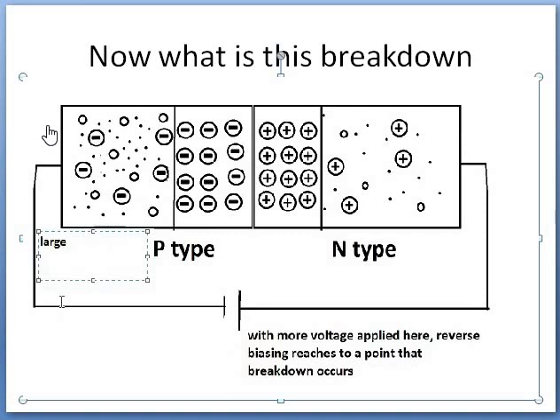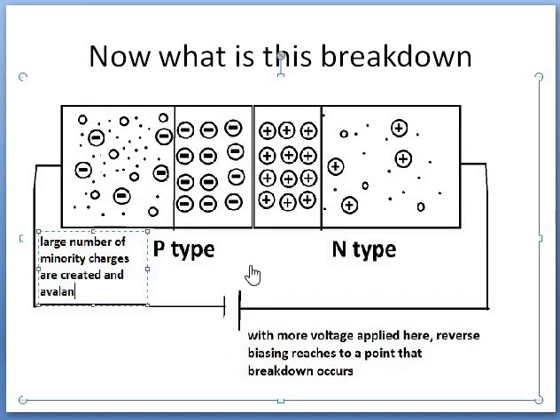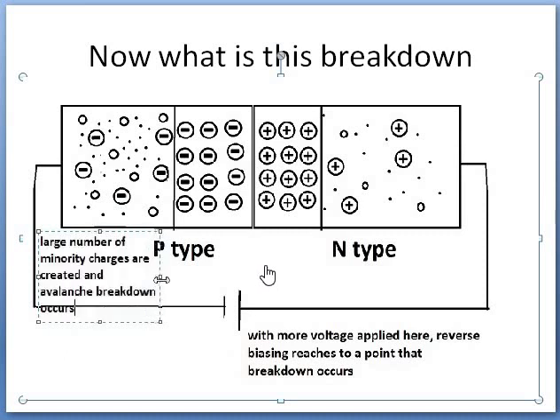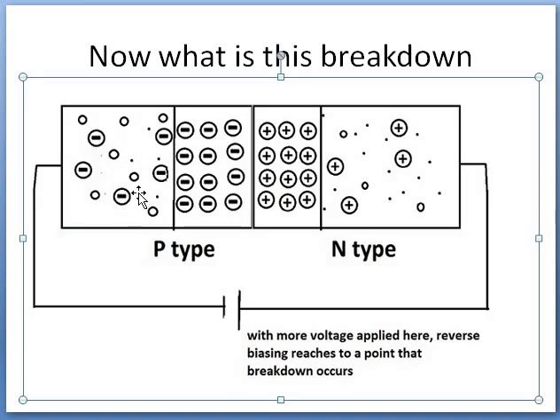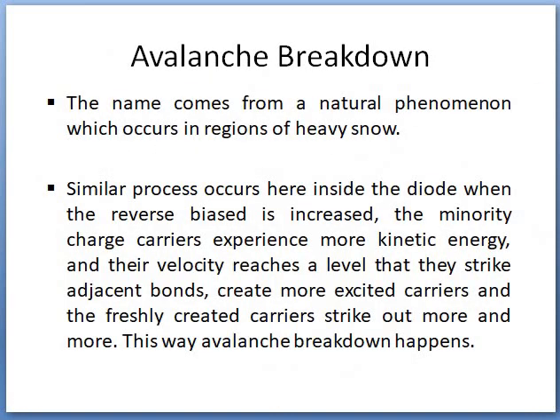They strike more, they break more bonds, more free electrons which are excited are generated, and in this way a large number of minority charge carriers are generated when the reverse bias is increased to a level which is beyond the breakdown level. There is some limit to the increment of this voltage. Once that limit is crossed, breakdown occurs, and this is how breakdown occurs. This kind of breakdown is called avalanche breakdown.